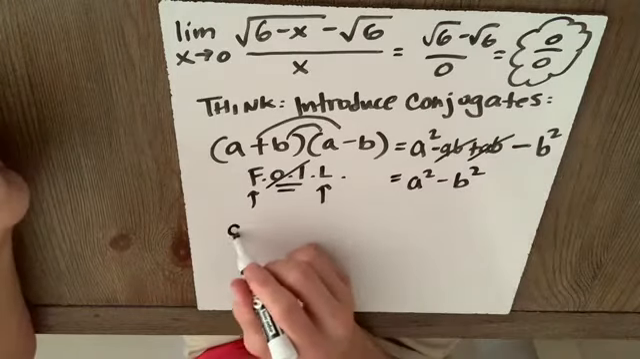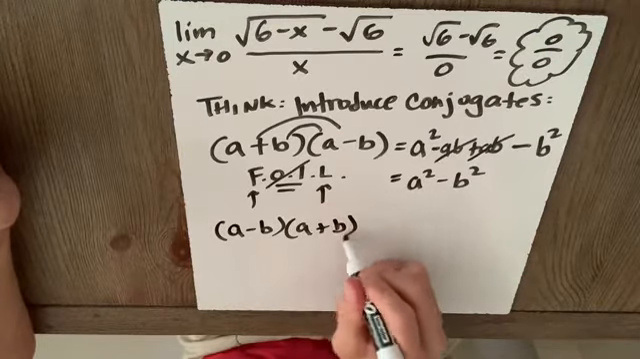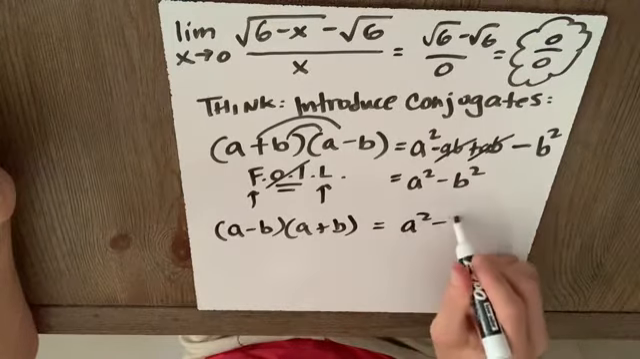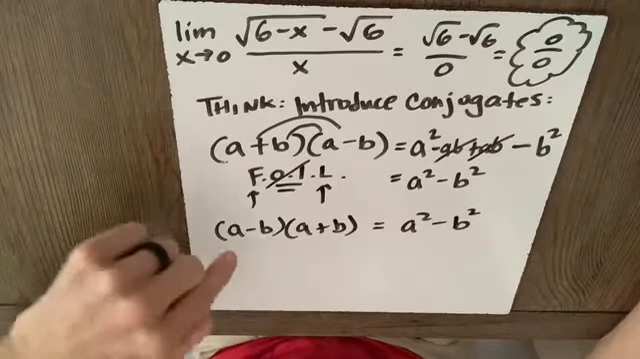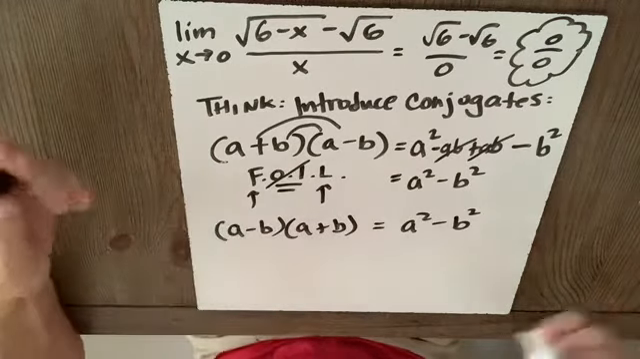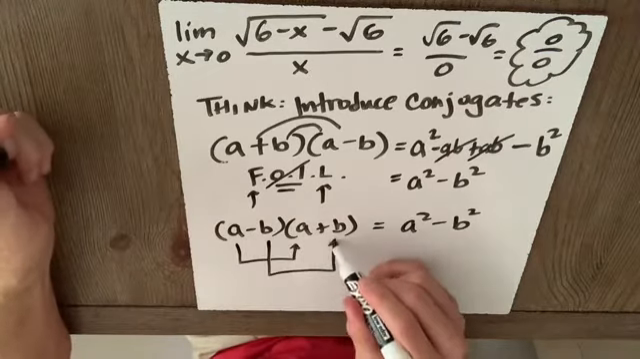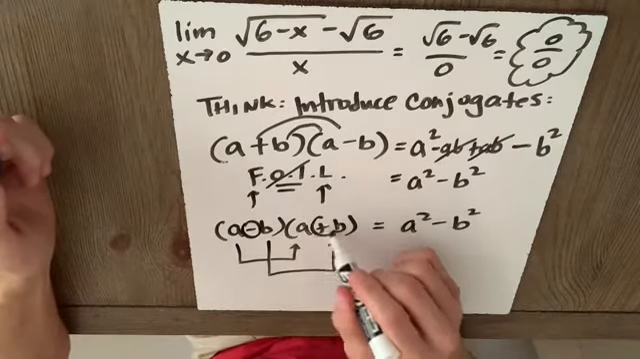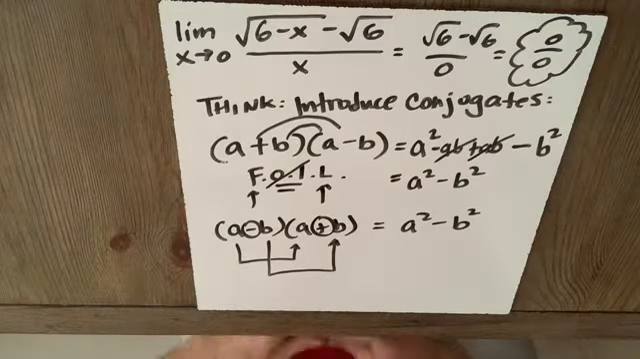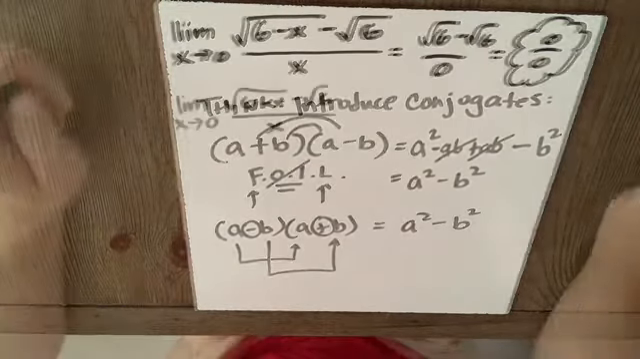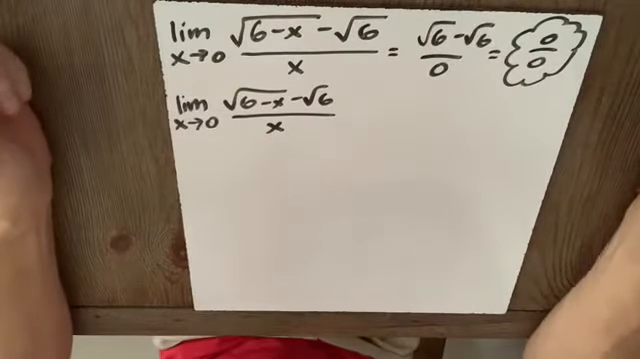Now, if I had a minus b and I introduced a plus b, I'd still wind up with the same answer. So there's no big deal about order, whether the plus is first and the minus is second, or the minus is first and the plus is second. Notice first terms are equal and second terms are equal. The only thing that's different in conjugates is the sign between the terms of each of the binomials. So when we see radicals, think conjugates.